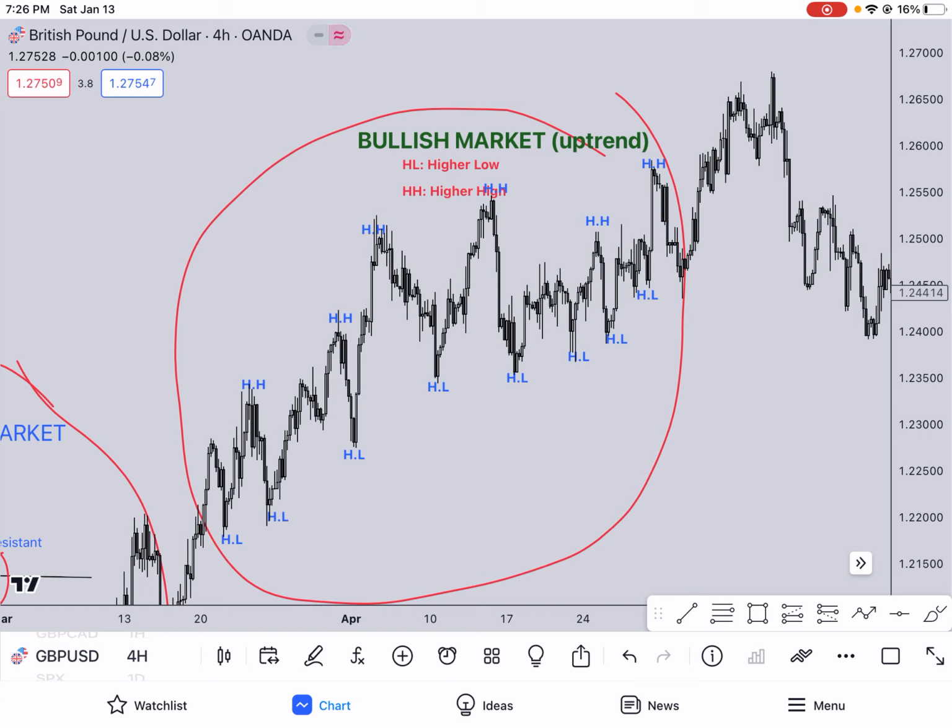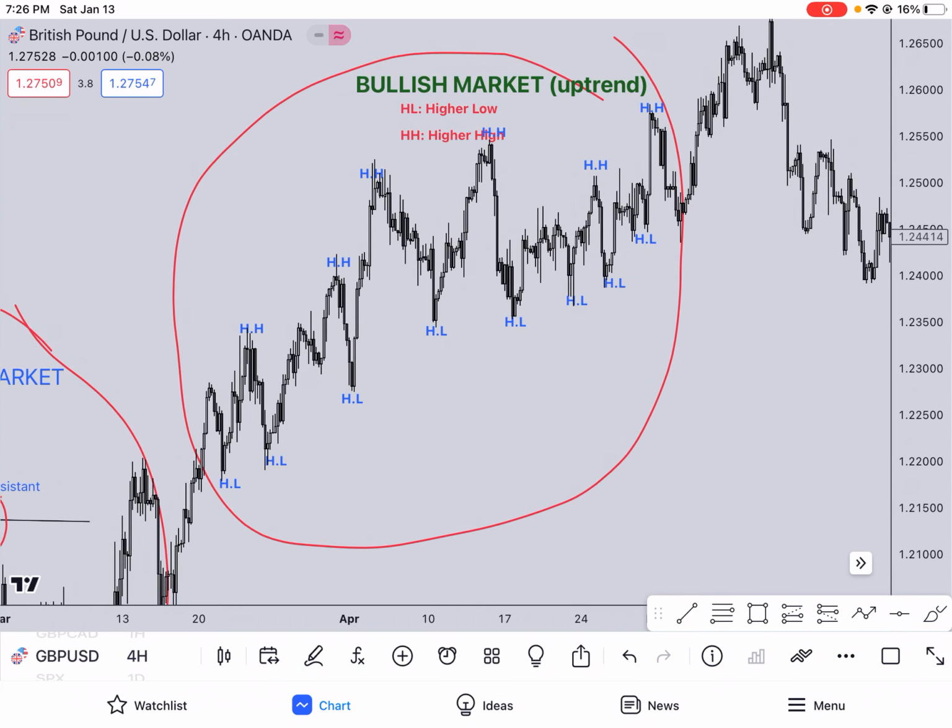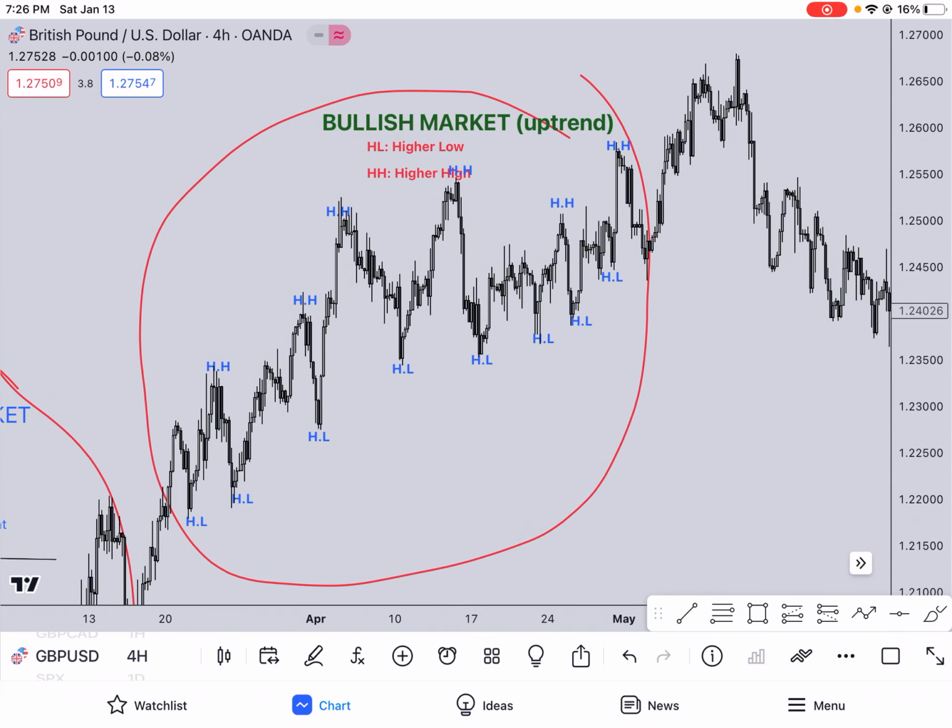We were taught that we have three types of markets. We have the bullish market, which is the uptrend. We have the bearish market, which is the downtrend, and then we have the ranging market, which is also called the consolidating market, or sideways market. So I'm doing this video so I can explain the difference between the three.